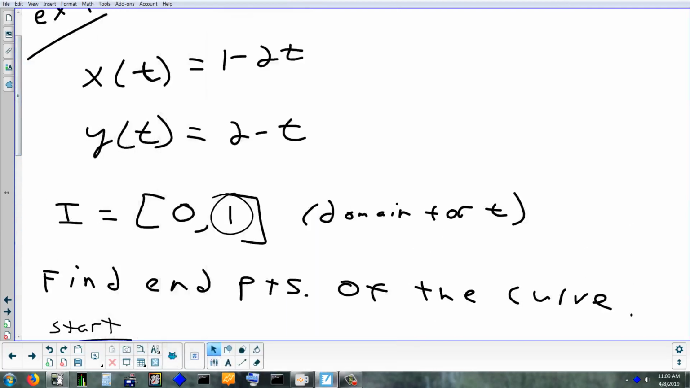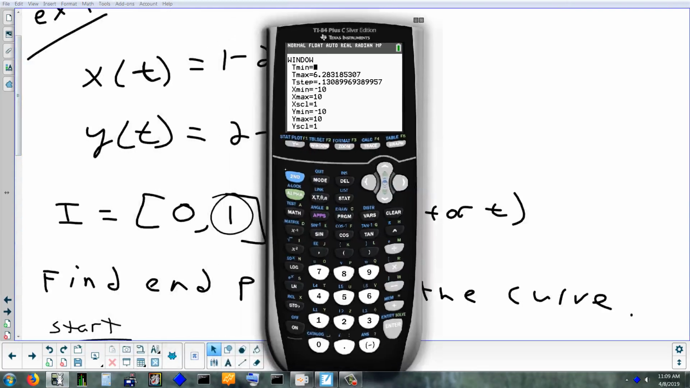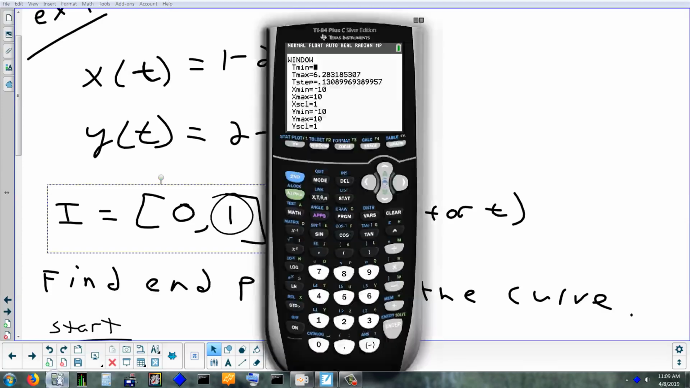Now we've got to set this domain. Okay, there's a spot for that. It's under the window. So when you go to window, you still have the x min and max and the y min and max. That's all the same, but you've got something extra. T min and max. T min in this case is 0. T max is 1. That's where you type that in.